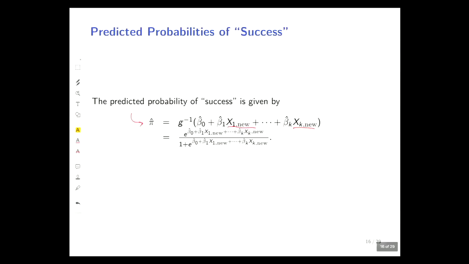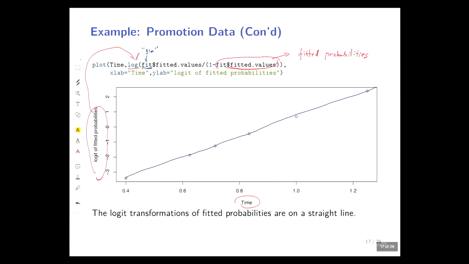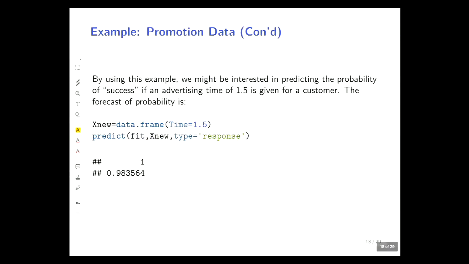We have talked about the fitted probability and also the predicted probability, but I used this example to explain the fitted probability. So let's look at how to obtain the predicted probability, or the forecast of probability. In this specific case, we may be interested in whether a customer is willing to buy if we consider this advertising time of 1.5 seconds.